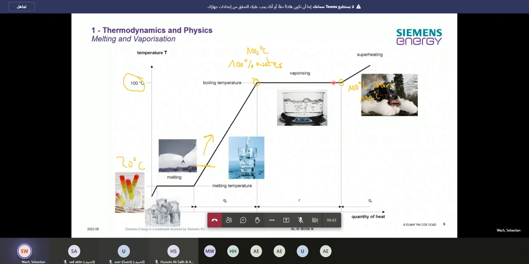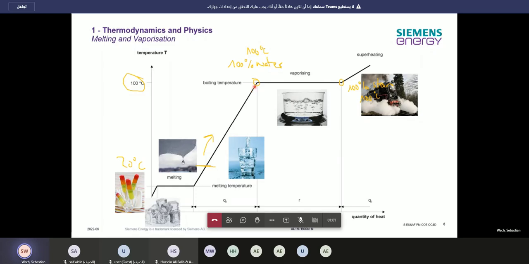So when you have water and bring it above the critical point, let's imagine 250 bar, and you're increasing the temperature above the critical point, at one point you will have water, and then suddenly the water will change into steam.